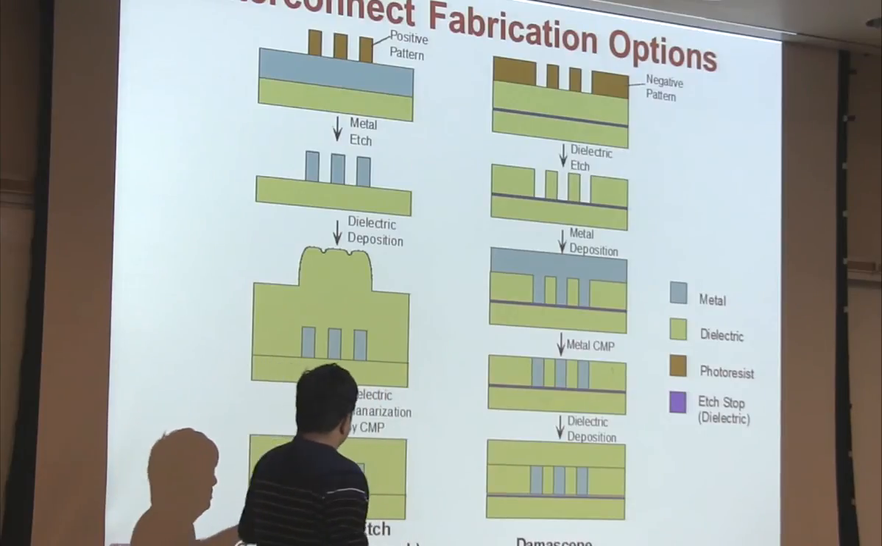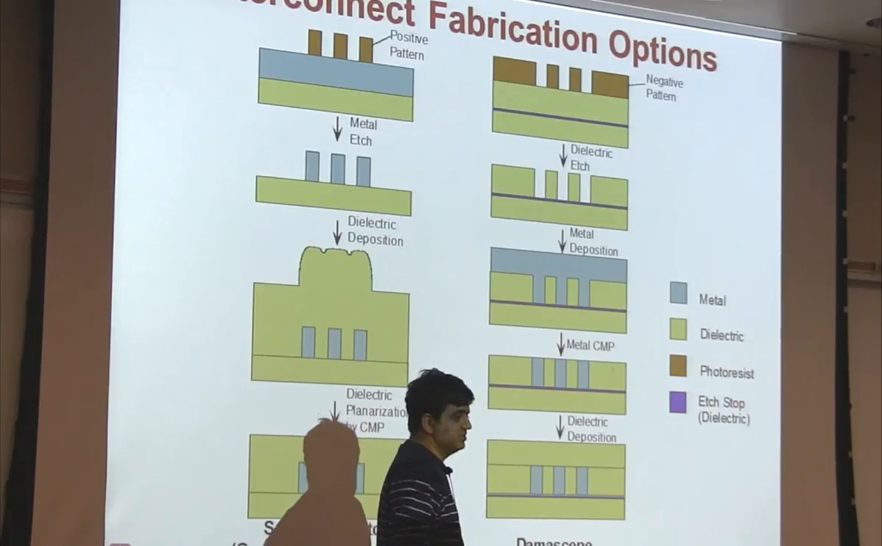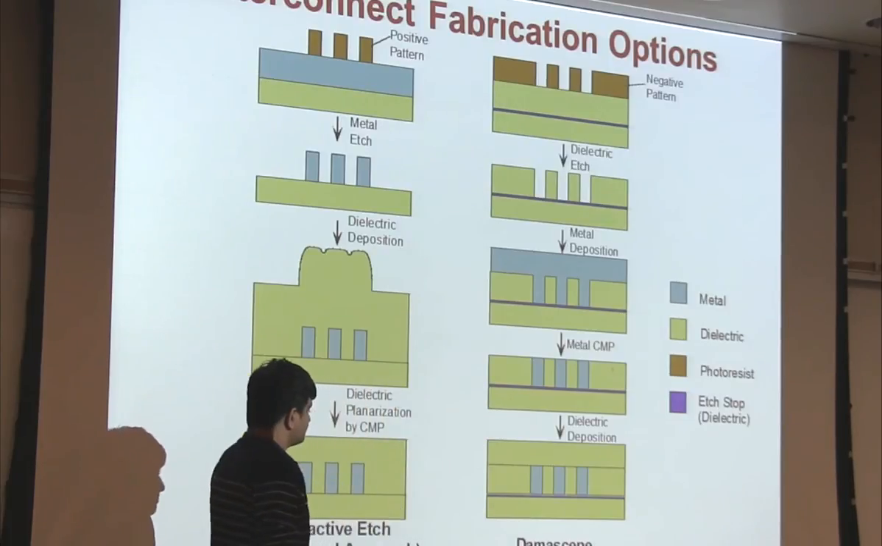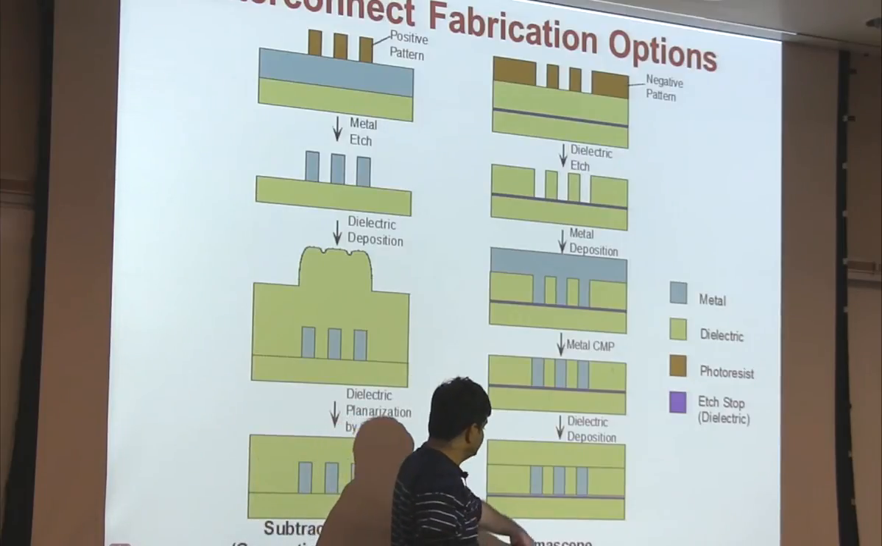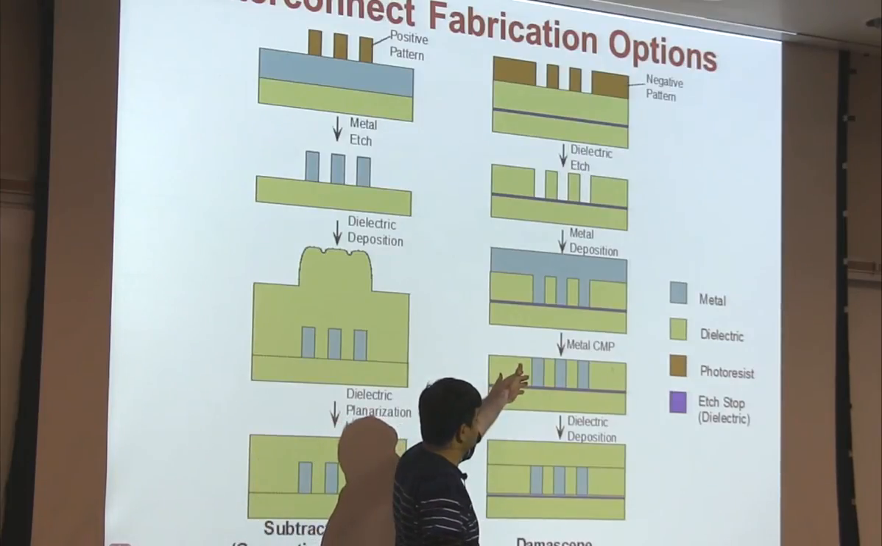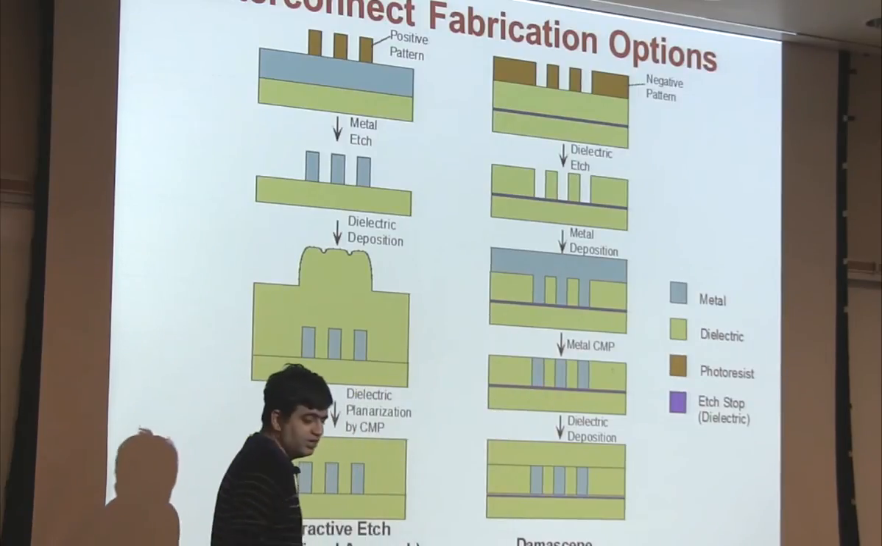So to generate this pattern, you could either do it subtractively or you can do a damascene process. The reason it's called damascene is that in the city of Damascus, people used to make swords using this same process.